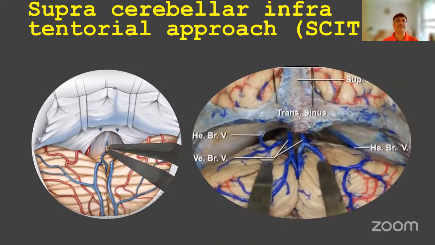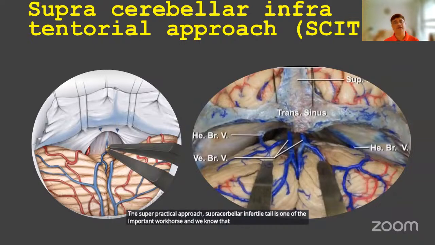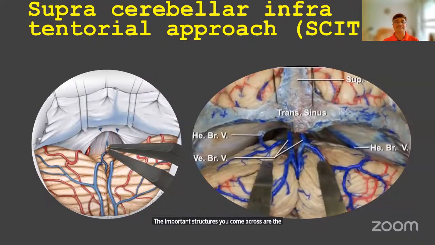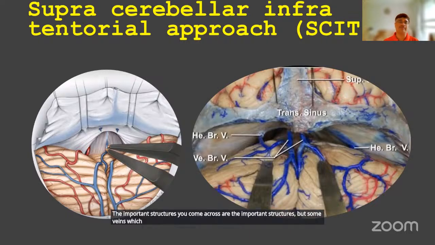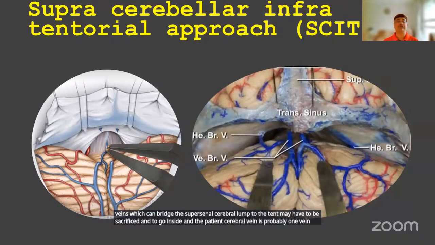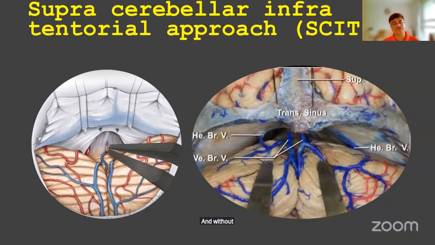The supracerebellar infratentorial approach is one of the important workhorses, and we work superior to the cerebellum. One can operate on these patients in the sitting position or in the concorde position. The structures you come across are not very important, but some veins bridge the superior cerebellum to the tentorium, which may have to be sacrificed to go inside. The precentral cerebellar vein is probably one vein which we can take, since most of these tumors are anterior to that, and dividing this vein can give a good approach without much problem. It is the only vein which can be safely sacrificed.